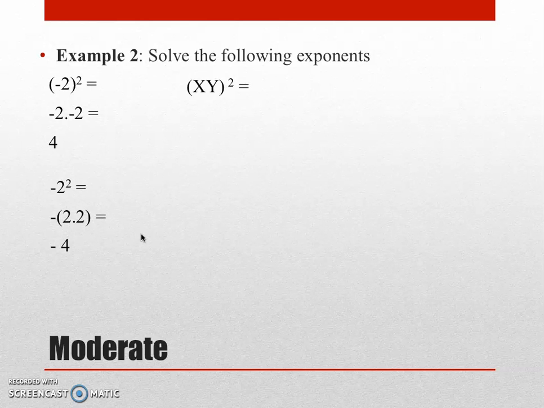Let's look at another example. (xy) to the power of 2. This means xy times xy. But what if we write it like this? Here x is not raised to the power of 2, only y is. So that will leave us with x times y squared, which is very different than the other one.